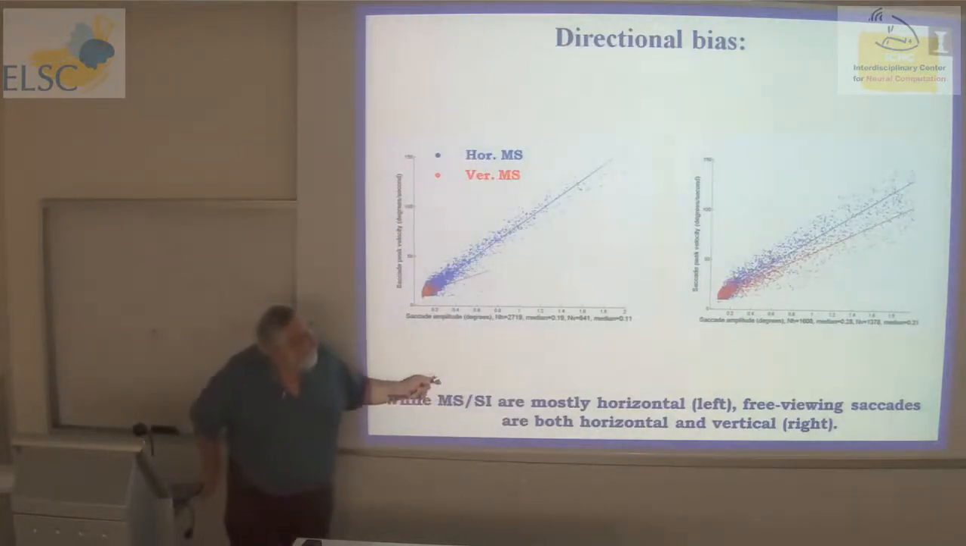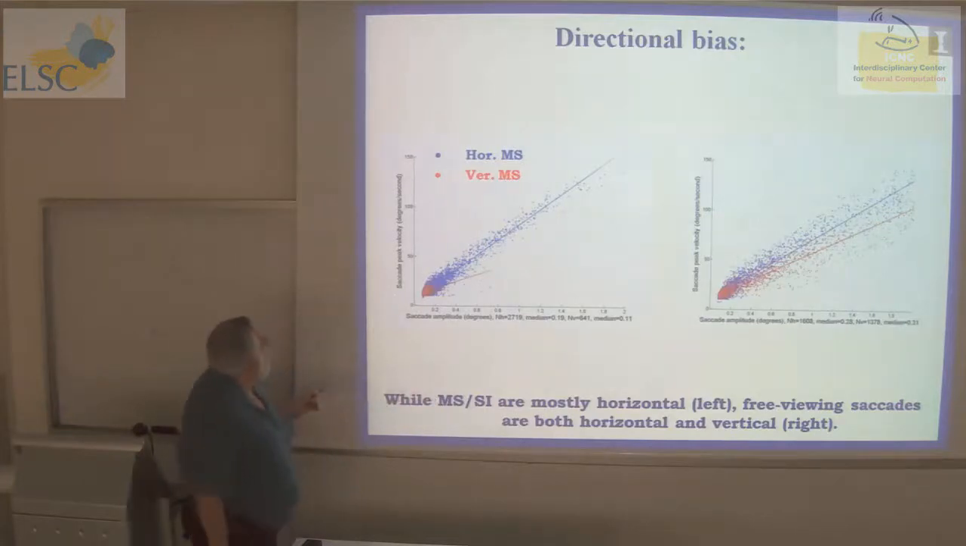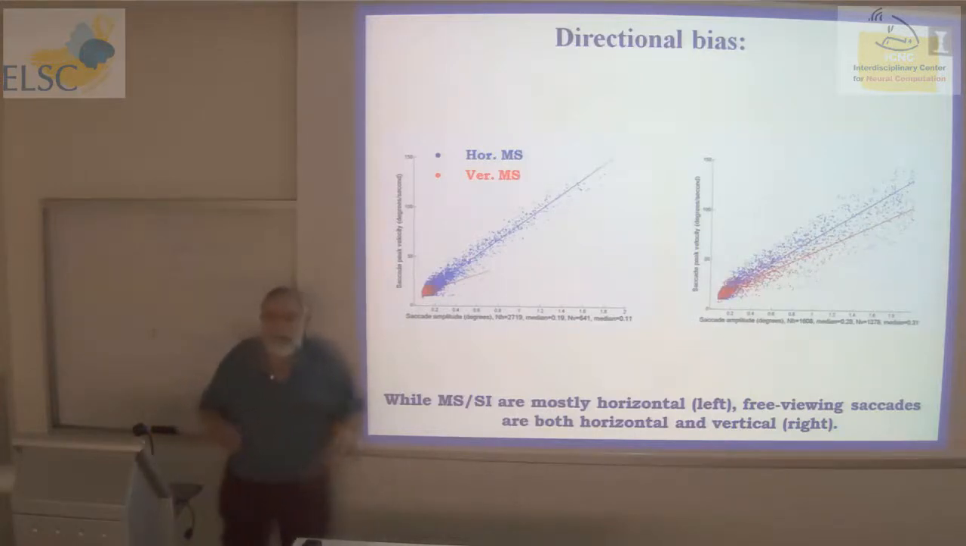The blue are the peak velocity of the saccade as a function of the amplitude of the saccade. Blue is the horizontal one. Red is the vertical one. And they are a little bit different, but both of them exist almost the same. When you go to fixation, those are the microsaccades and saccades during fixation, and you can see that you get much more horizontal microsaccades than vertical microsaccades. So during free viewing, it's almost the same.